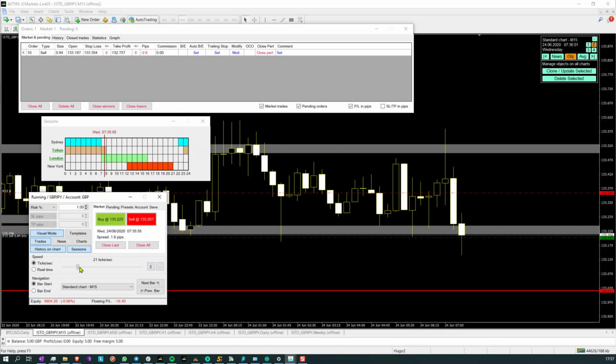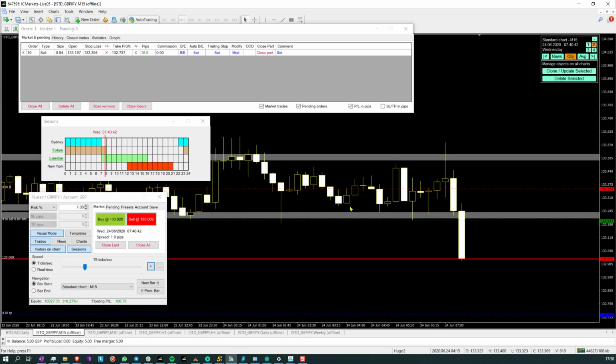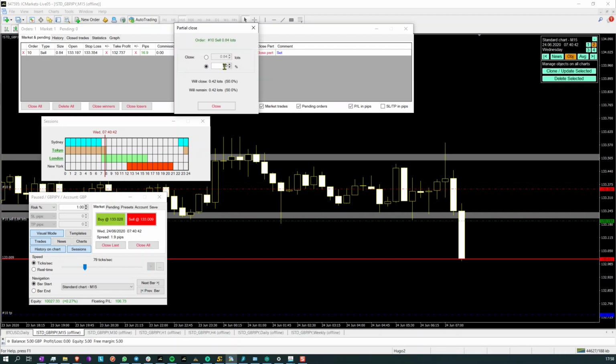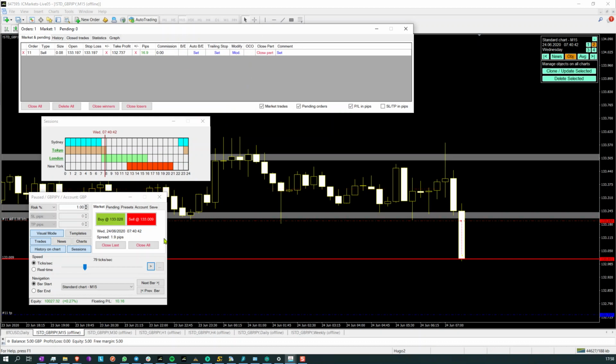Oh, let me put this faster. 5 pips. 10 pips. Oh, 16. So I'm good. I'm going to cut 90% and leave the rest running at break even. Let's see if we can get to this target here.